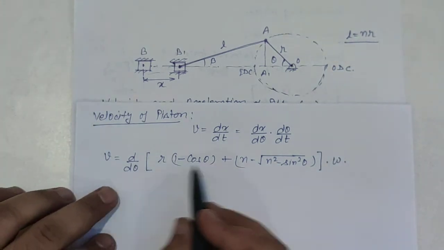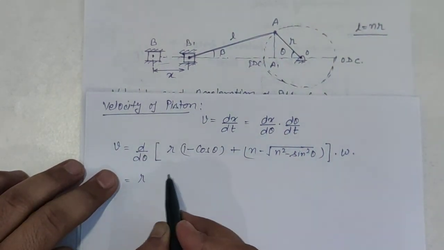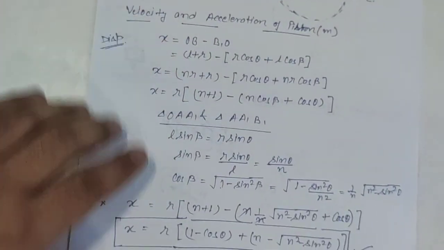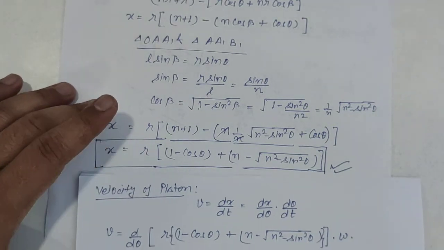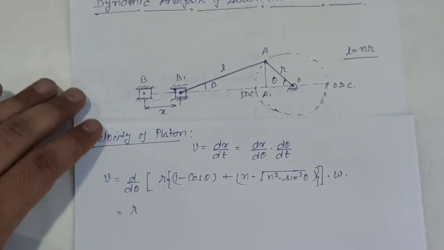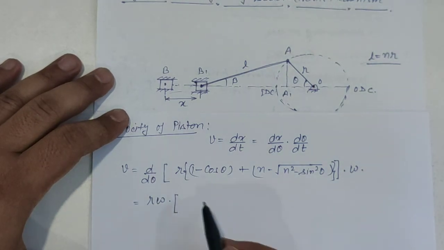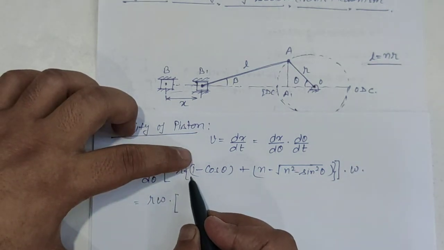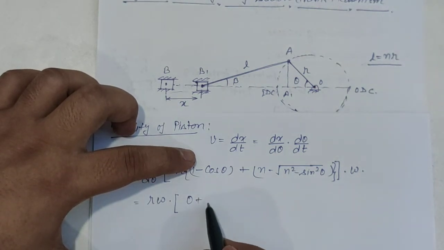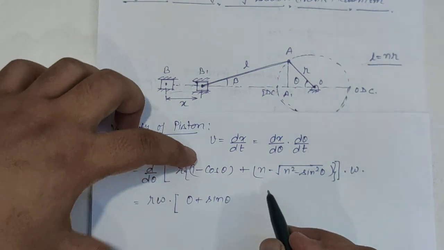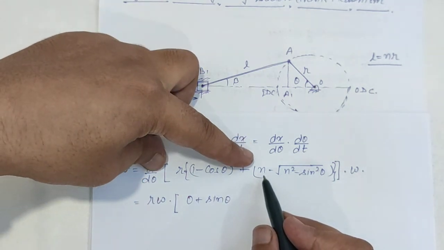Now we have to differentiate this expression with respect to θ. r is the common part, so we take r and ω common, then d/dθ of the expression. The derivative of 1 is 0, and the derivative of cos θ is -sin θ, so here we will have plus sin θ. The derivative of n with respect to θ is 0.